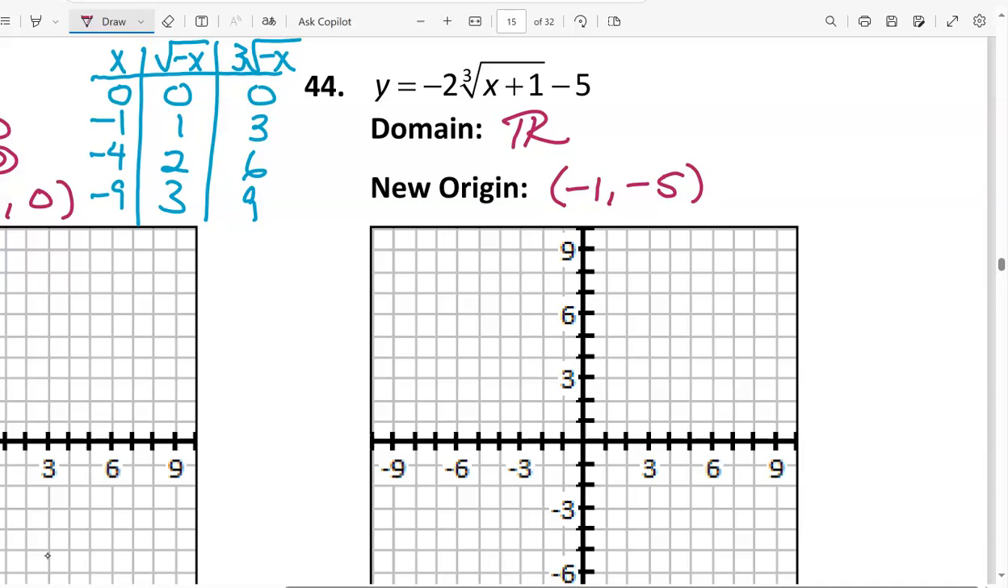I'm going to just imagine that I take all of the addition and subtraction out. And so the only other operation is that times negative 2 outside the radical. So when I create my table of values, I'm going to use the cube root function here, but then I'm going to multiply each of those values of y by negative 2 to get my final y values.